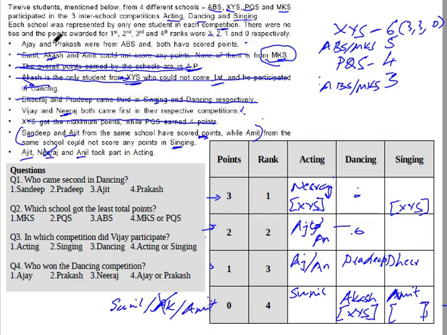If you look here, Ajay and Prakash are from ABS and both have scored points. Now let's see, this is Ajit, right? Now we know everyone in acting, we know two people in dancing, and two people in singing. Now let's see where Ajay and Prakash can be fitted. Ajay and Prakash cannot come in acting, they have to take singing and dancing. One of them will take singing, one of them will take dancing.